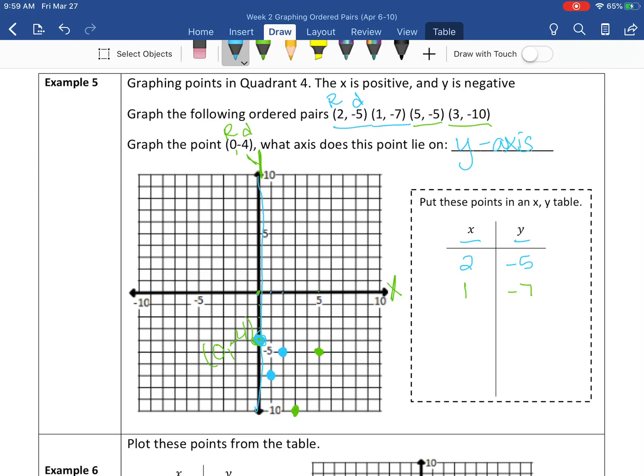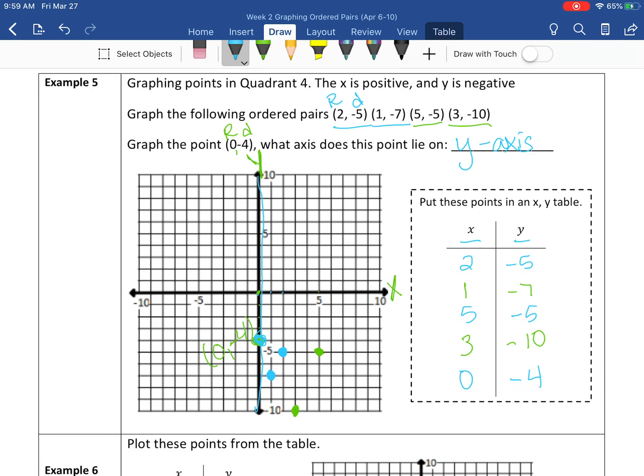Again, notice how they're in alphabetical order. 5, -5, 5 is my x, -5 is my y. 3, -10, 3 is my x, -10 is my y, and 0, -4, 0 is my x, -4 is my y value. So that is our table of values.